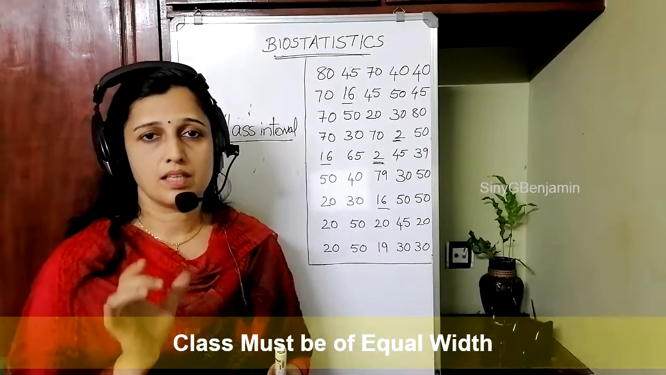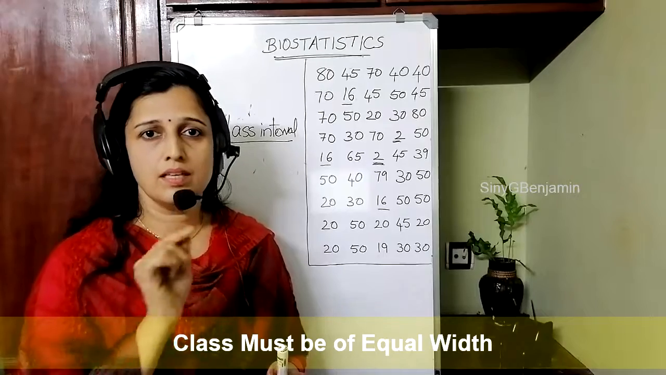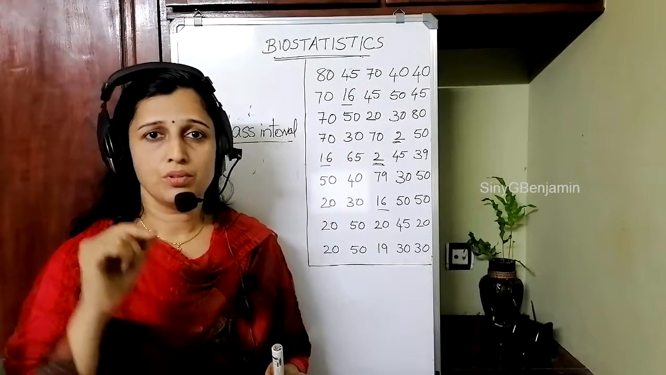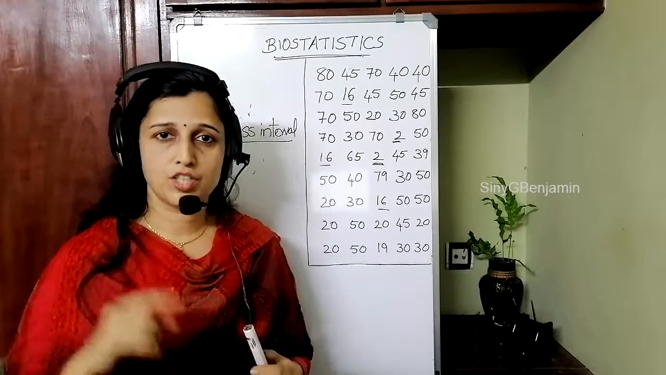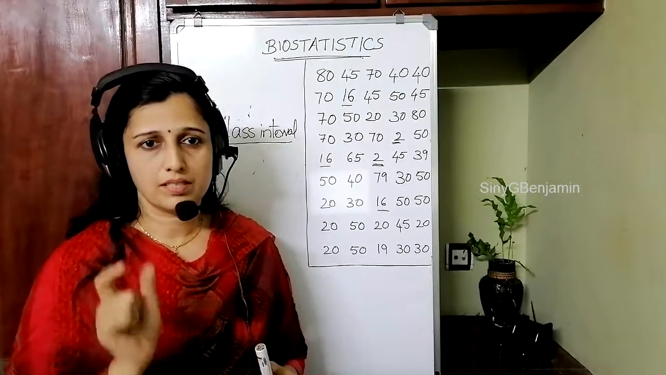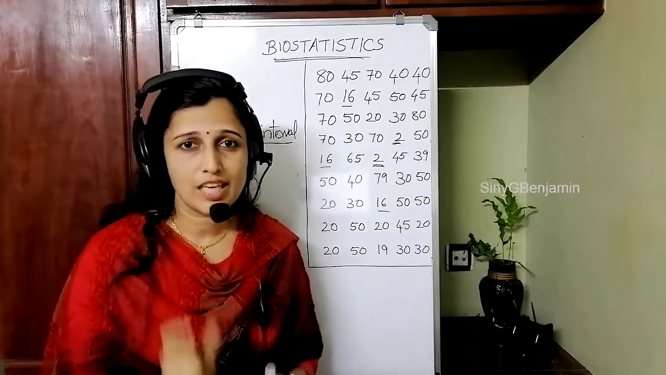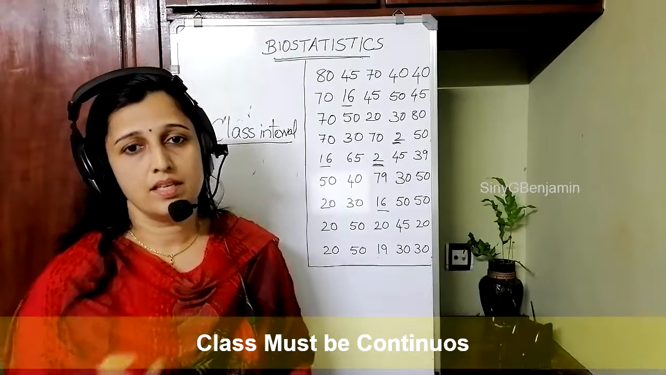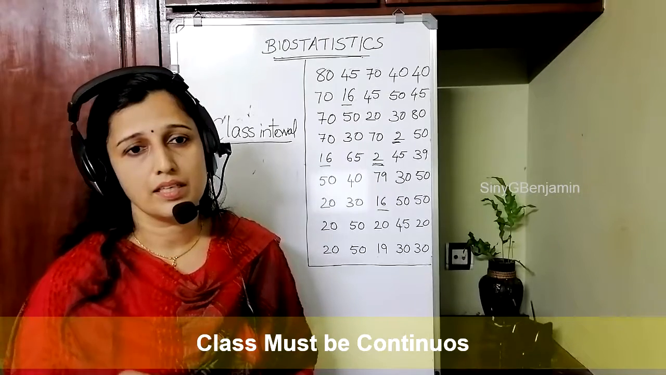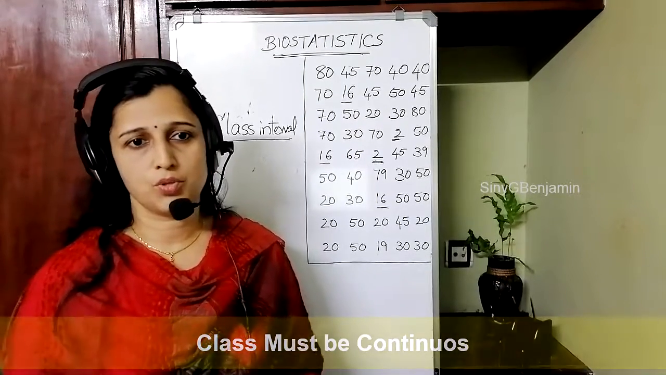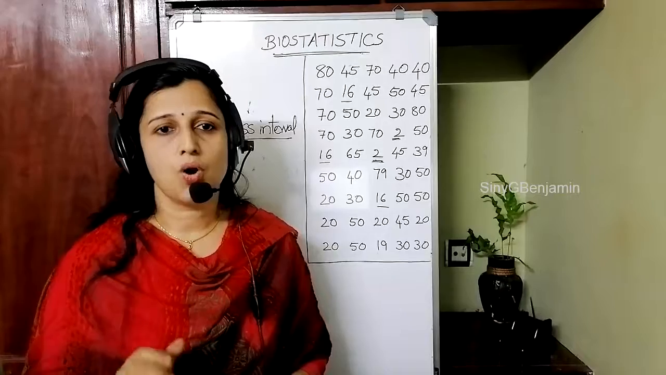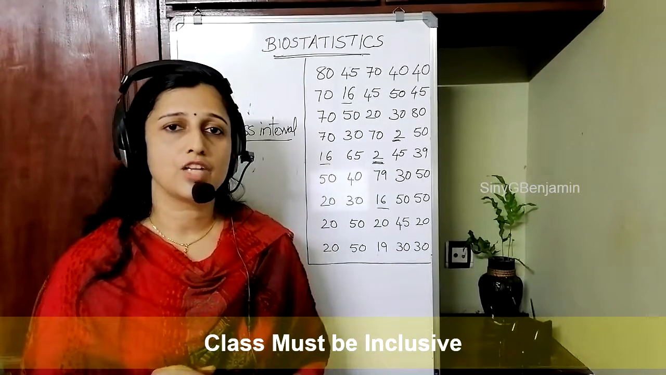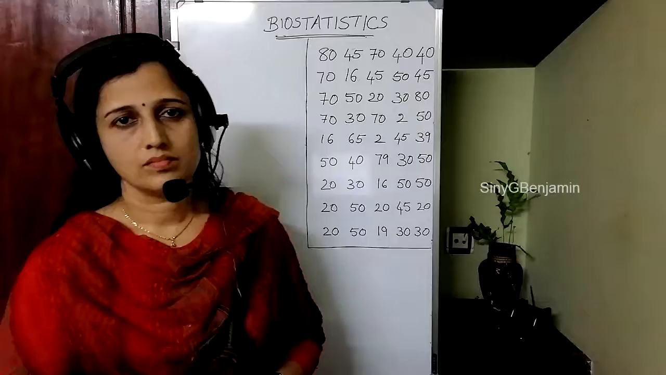That means the classes should be like 5 to 10, then 10 to 15, 15 to 20, not like 10 to 15, then 15 to 25. That's wrong. It should be of equal width, and the classes must be continuous. There should not be any gaps in a frequency distribution. The classes must be all inclusive, and this means that all data values must be included.